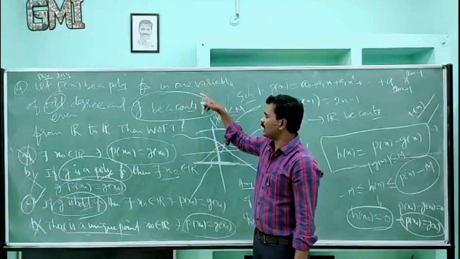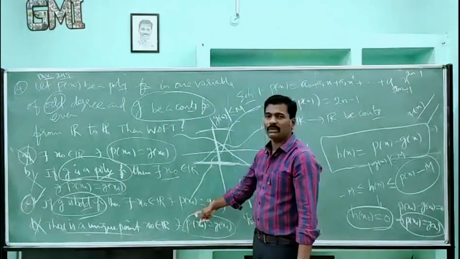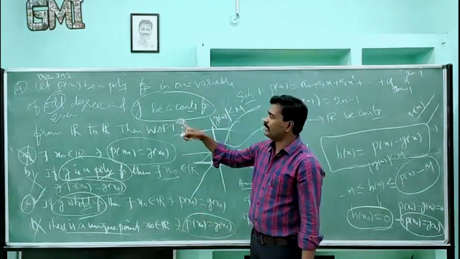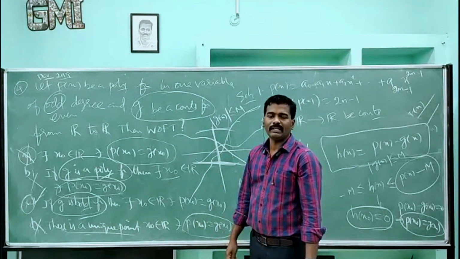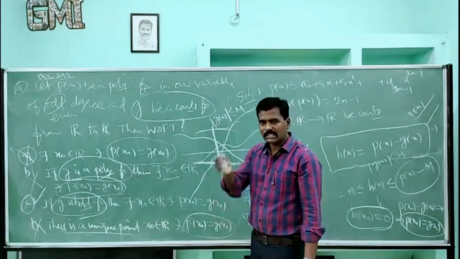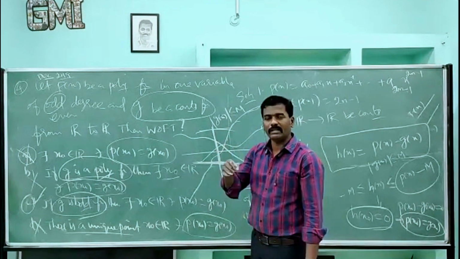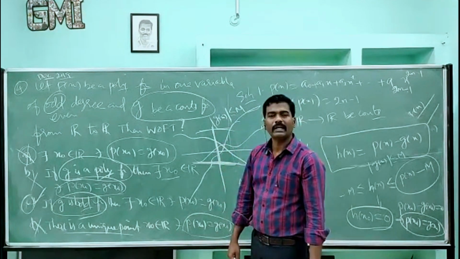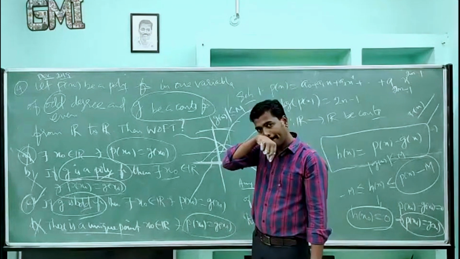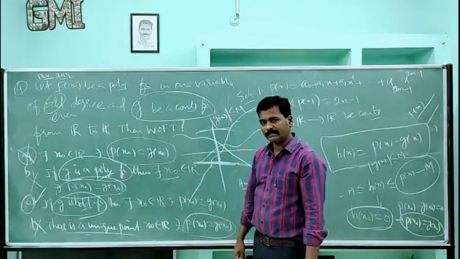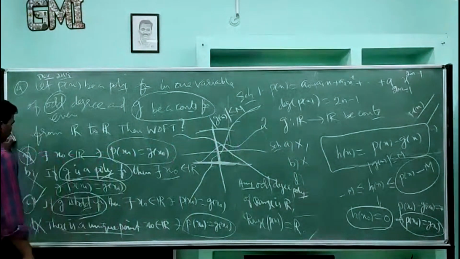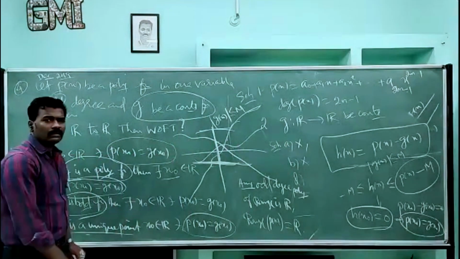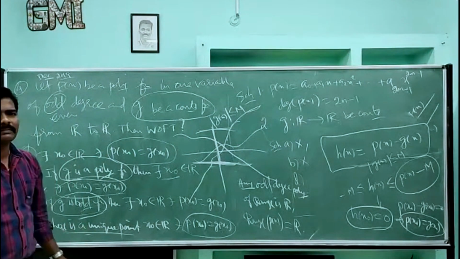If P of X is an odd degree polynomial, then only option C is true. What about if P of X is an even degree polynomial? Just note it and try to solve. Is it okay? Just try to solve it, can you find it? I will move to some other problem. Is there any question, please?